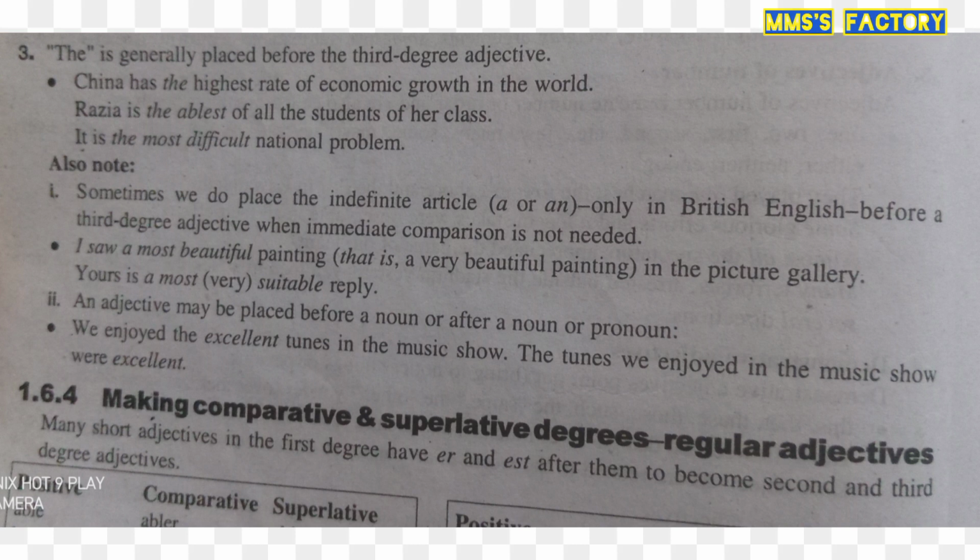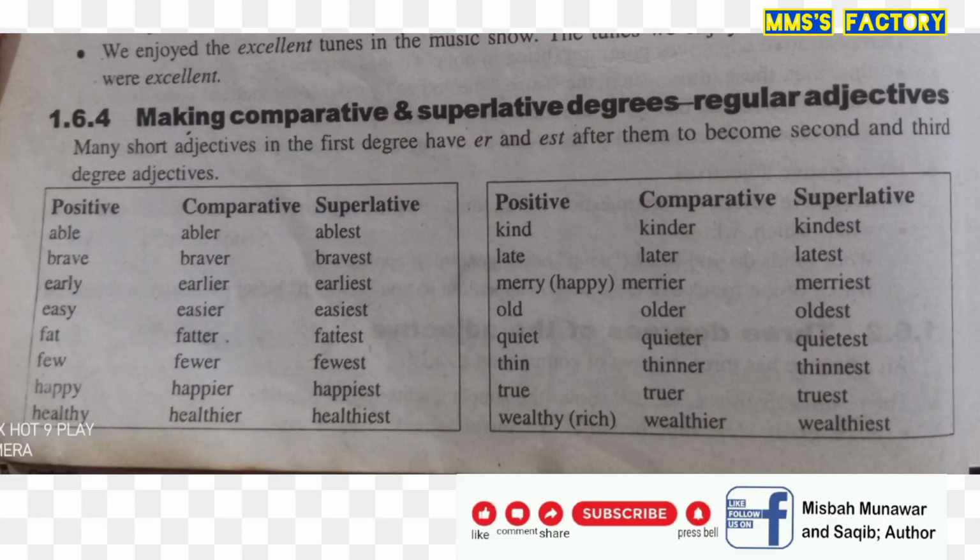Making comparative or superlative degrees of regular adjectives. Many short adjectives in the first degree have "er" and "est" after them to become second and third degree adjectives. Positive, comparative, and superlative degrees of adjectives. Able, abler, ablest. Brave, braver, bravest. Early, earlier, earliest. Easy, easier, easiest. Fat, fatter, fattest. Few, fewer, fewest.